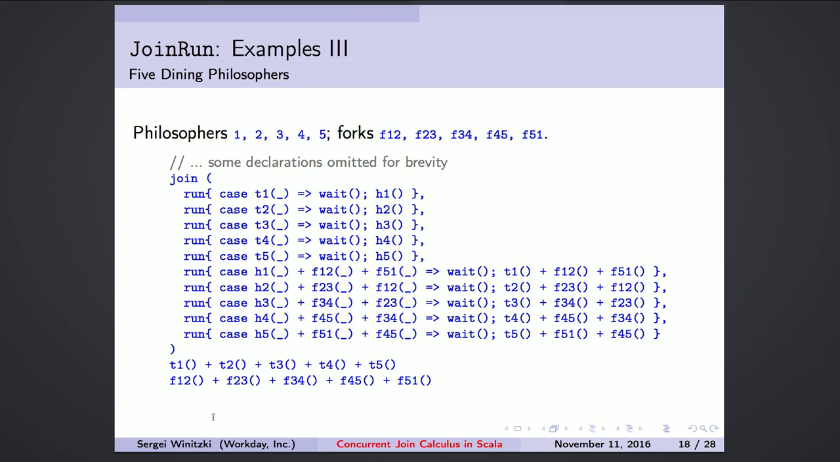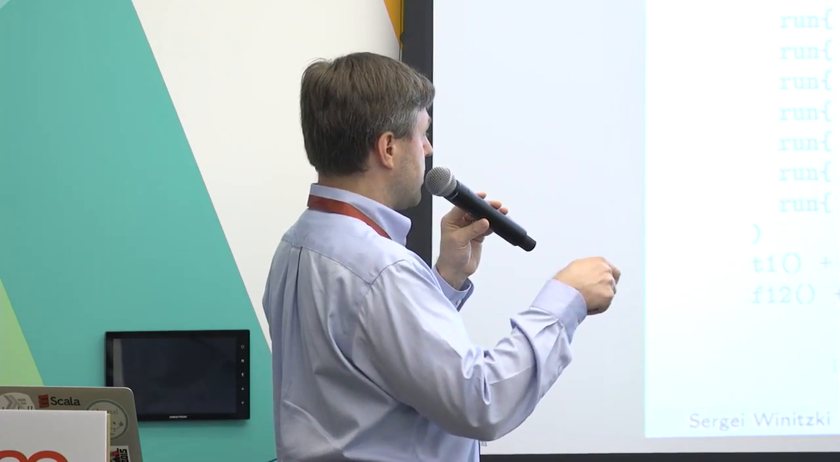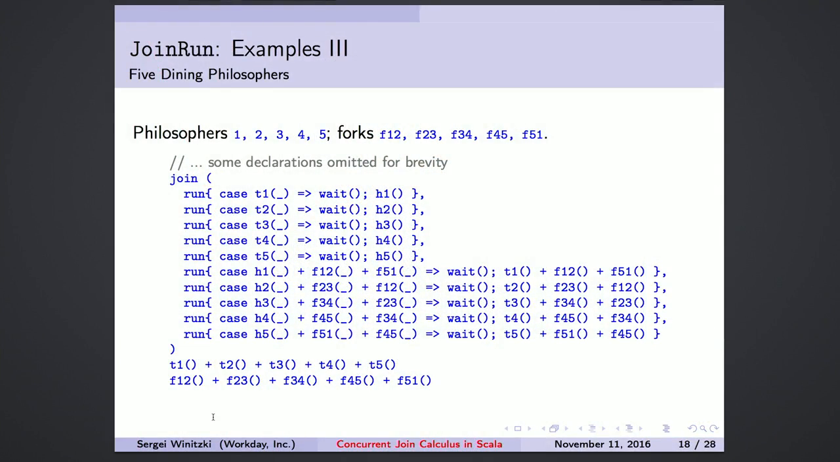I define the chemistry so that the thinking philosopher waits and then becomes hungry, while a hungry philosopher needs the 2 forks, so it takes a hungry philosopher molecule and the 2 fork molecules to start this reaction. Then it waits, and then it emits a thinking philosopher with 2 forks. Apart from declarations of these molecules, this is the entire code that needs to be written to simulate DiningPhilosophers.